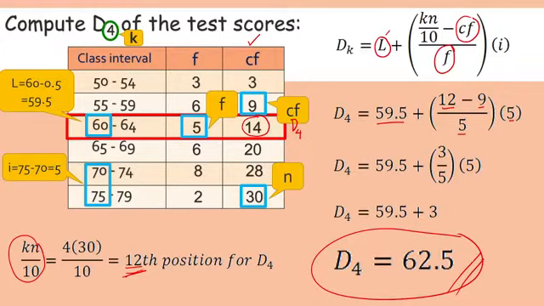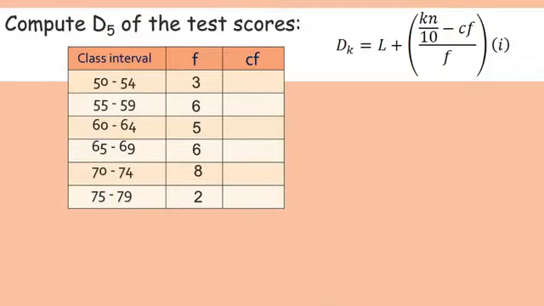Okay, it's 62.5. Now, let's proceed to another one. This time, let's compute the fifth decile. Okay, so what's the value of K?